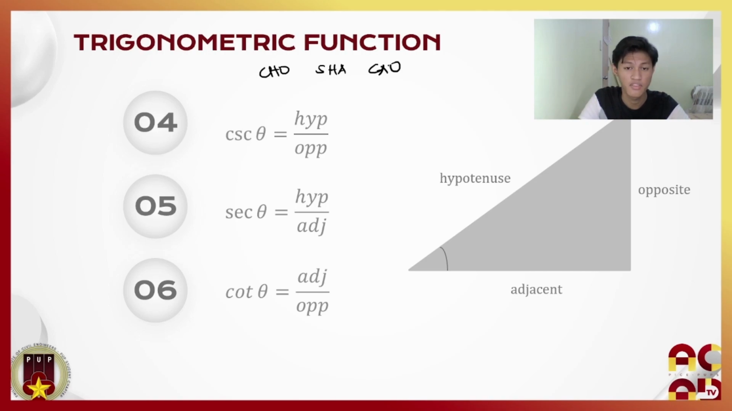And then we have this SHA, which stands for secant theta is equals to hypotenuse over adjacent. Kung yung kanina, inverse yun ng sine, so itong secant is inverse ng cosine. Diba? Kasi yung cosine is equals to adjacent over hypotenuse. And then we have yung inverse ng tangent, which is yung cotangent, yung CAW. CAW stands for cotangent theta is equals to adjacent over opposite. So ito yung inverse ng tangent. So since alam na natin yung mga trigonometric functions, pwede na tayo mag-proceed sa ating mga sample problems.